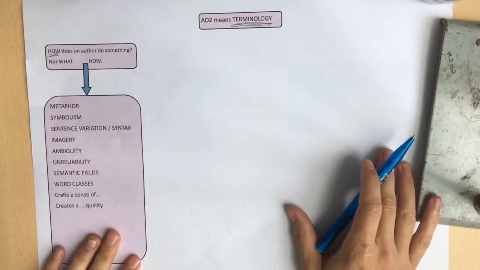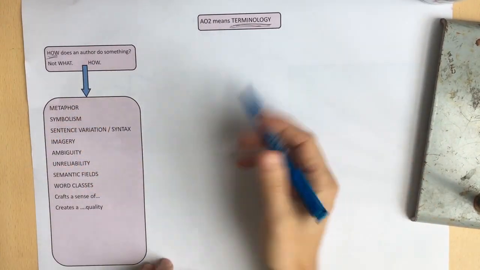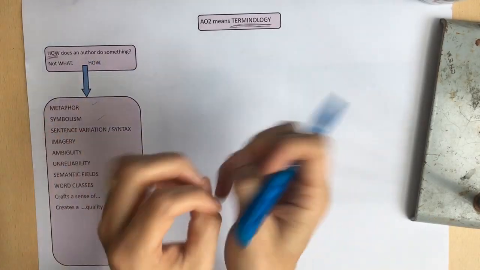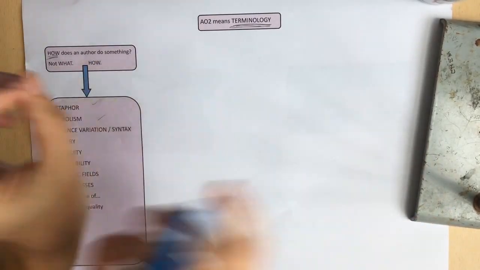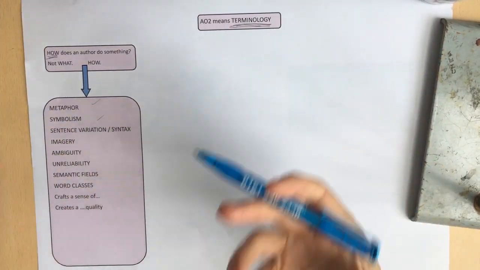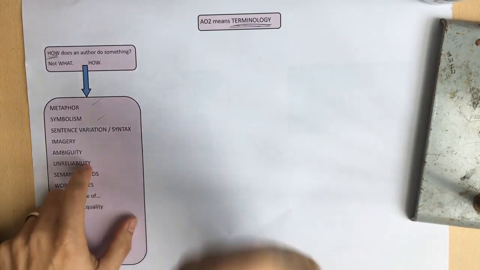So just making sure that you're aware of the types of terms that you can use when you're analysing text. Your metaphor, symbolism, sentence variation, are they short, are they long, are they changing? That syntax, the word order. Is there imagery? Ambiguity, is there a sense of uncertainty or perhaps ambivalence, two opposite things at the same time? Is there a sense of unreliability?